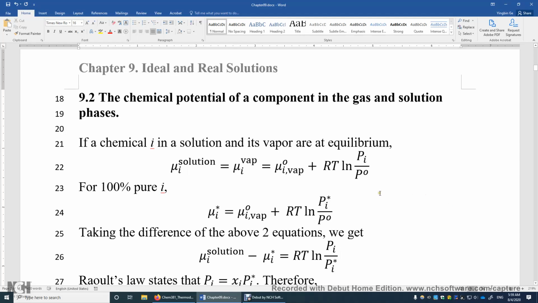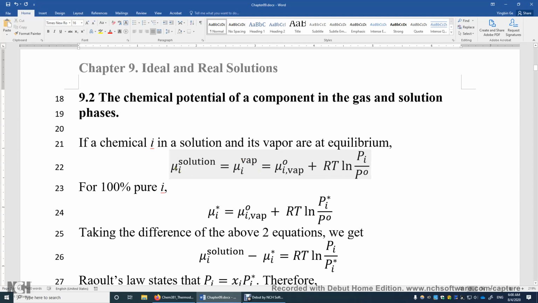Section 9.2. The chemical potential of a component in the gas and the solution phases. Let's talk about solution. Let's say we have species I in a solution and its vapor in the gas phase. Assuming the solution and the vapor are at equilibrium, then we can say the chemical potential of this species I in the solution is the same as the chemical potential of the vapor of species I.